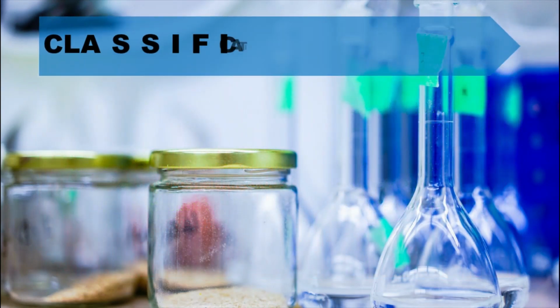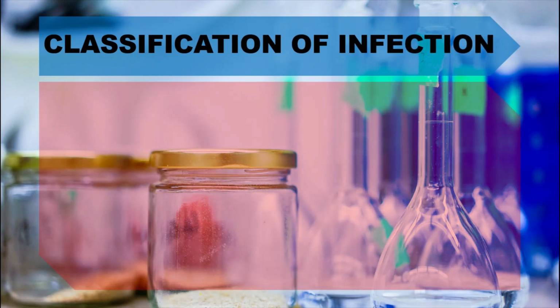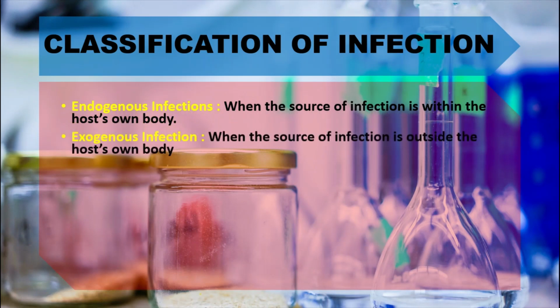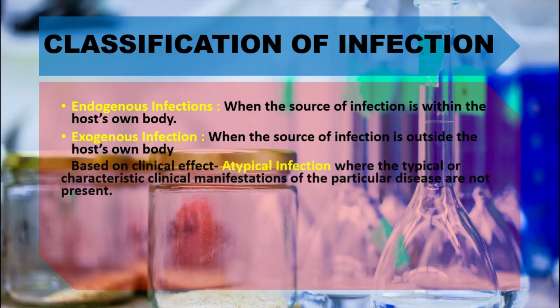There are various other ways you can classify infection. Two other terms used are endogenous and exogenous infection. When the source of infection is within the host's own body, it is called endogenous. But when the source of infection is outside the host's body, it is referred to as exogenous infection. Exo means outside. When the source is outside the human body, it is known as exogenous.